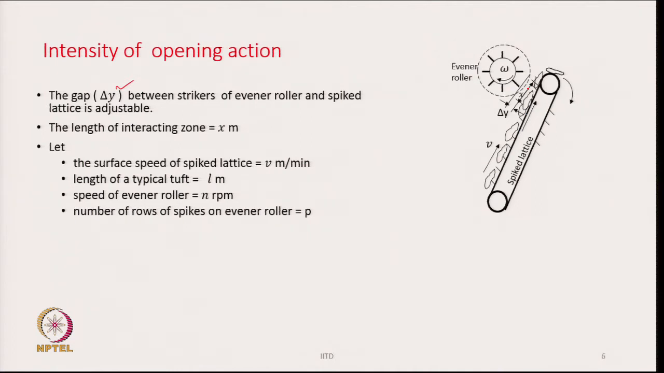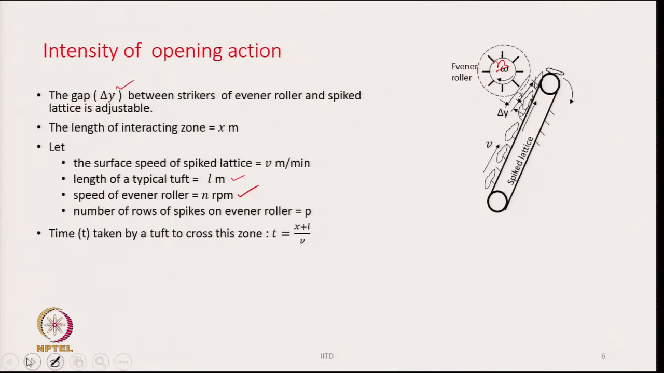Let the surface speed of the spike lattice be v meters per minute. The length of a typical tuft, let us say, is L, and the speed of the Ebenard roller is n rpm. Number of rows of spikes of the Ebenard roller is p. In this case, we can see there are 1, 2, 3, 4, 5, 6, 7, 8 rows of spikes, so the p value will be 8.